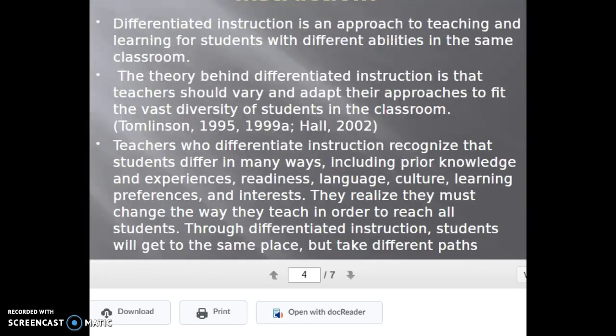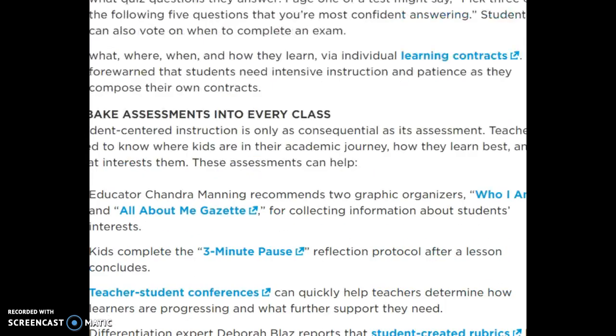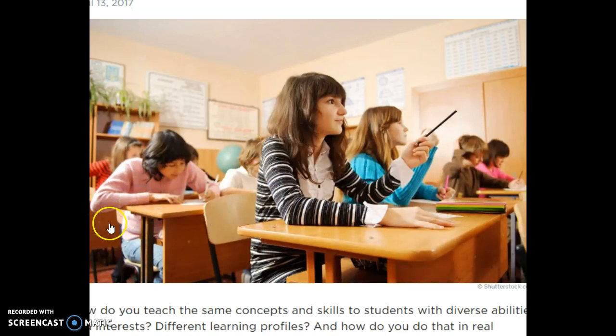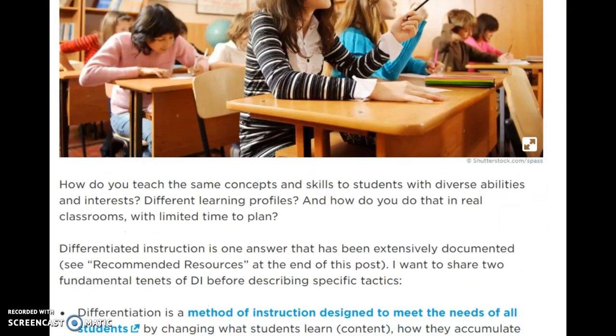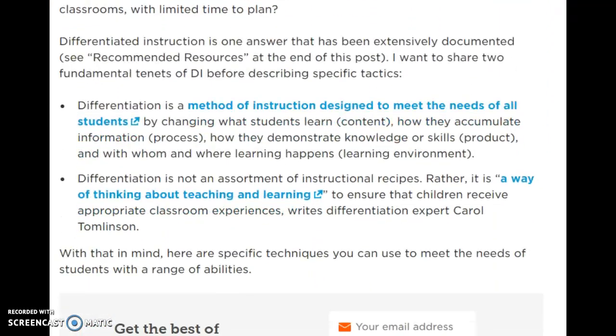Okay, and so I wanted to look at this particular article here by Edutopia. Teaching a class with big ability differences. So this is an article in Edutopia by Todd Finley, and it shares some ways that you can differentiate.